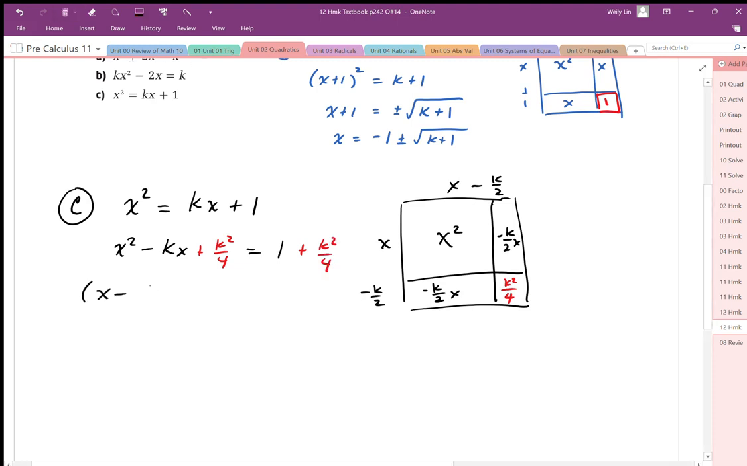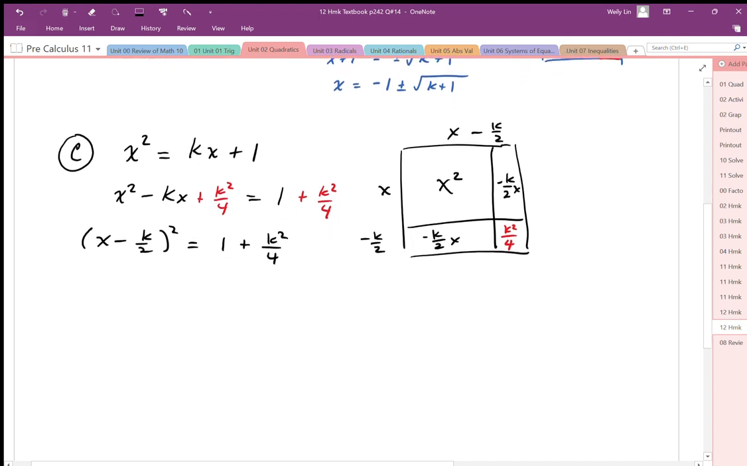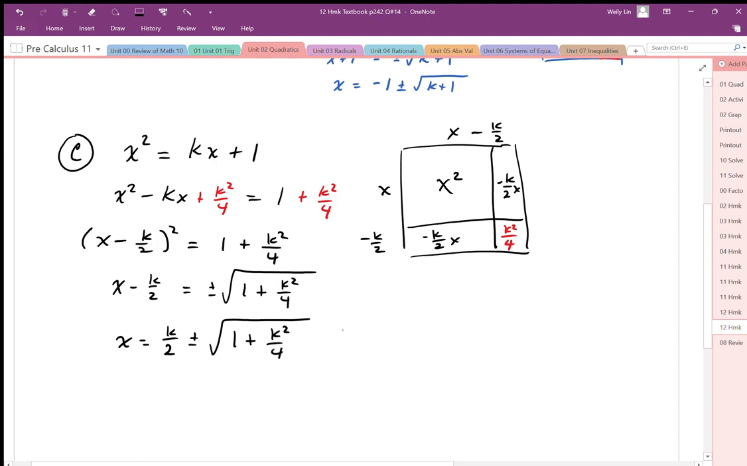So x minus k over 2, all squared, is equal to 1 plus k squared over 4. I've now got my square form. I can undo the square to solve for x. So I get plus or minus the square root of 1 plus k squared over 4. And then solving for x, I get k over 2 plus or minus the square root of 1 plus k squared over 4. Again, that's good enough.